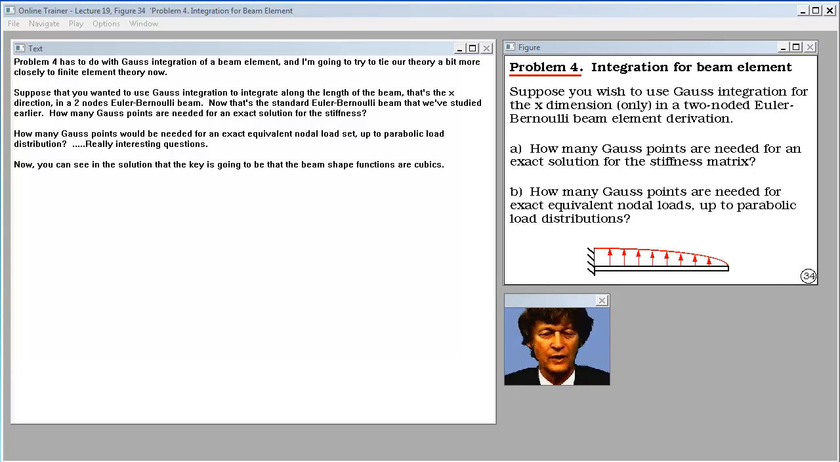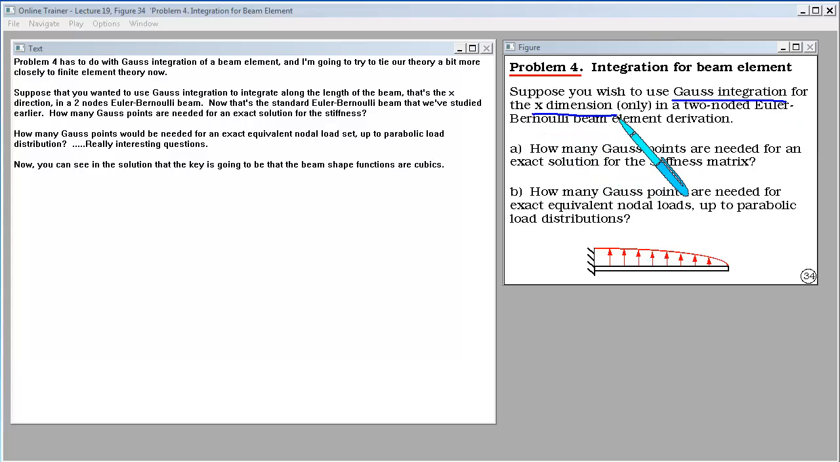Problem 4 has to do with Gauss integration of a beam element, and I'm going to try to tie our theory a bit more closely to finite element theory now. Suppose that you wanted to use Gauss integration to integrate along the length of the beam, that's the x direction, in a 2-noded Euler-Bernoulli beam. Now that's the standard Euler-Bernoulli beam that we've studied earlier. How many Gauss points are needed for an exact solution for the stiffness? How many Gauss points would be needed for an exact equivalent nodal load set up to parabolic load distributions?